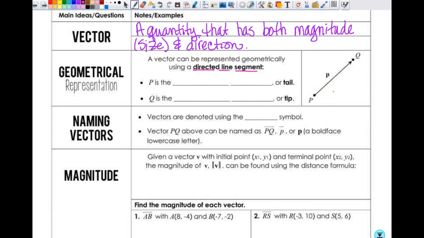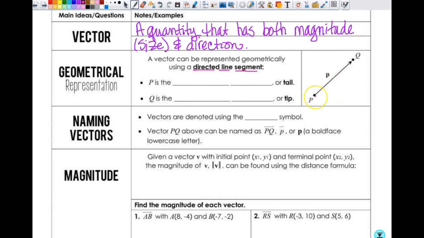What else did you do in geometry that looked like an arrow? What was it called? A ray. If this was a ray, what does this arrow mean? That it continues on forever and ever, right? But for a vector, that is not what that means. This just gives us the direction. But the vector is exactly this size. It does not continue on. So a vector and a ray are not the same thing, okay?